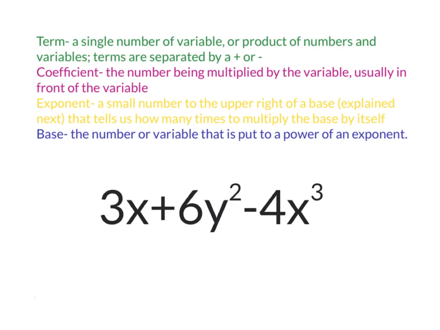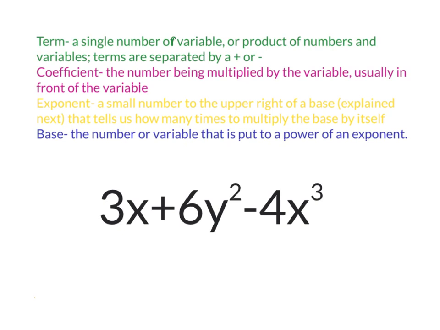Today we're going to be looking at combining like terms. To start with, we want to make sure that we've got some common vocabulary as we go through these things. So first off, we're going to start with term. A single number or variable, or the product of numbers and variables, product being two things that are multiplied. Each term is separated by a plus or minus.